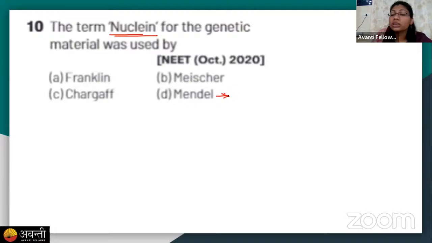Mendel is related to the description of the behavior of gene, the nature of gene, and the function of gene. Frederick Mesher is the scientist who used the term nuclein, and this term nuclein is used for the nucleus of the pus cells. So the correct answer is option B, that is Mesher.